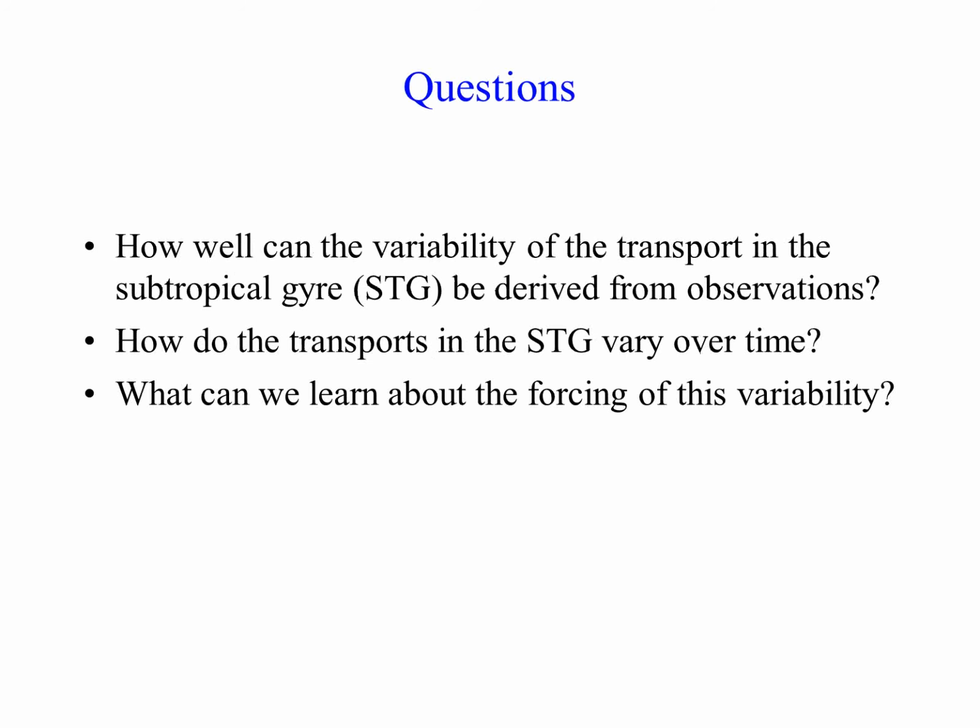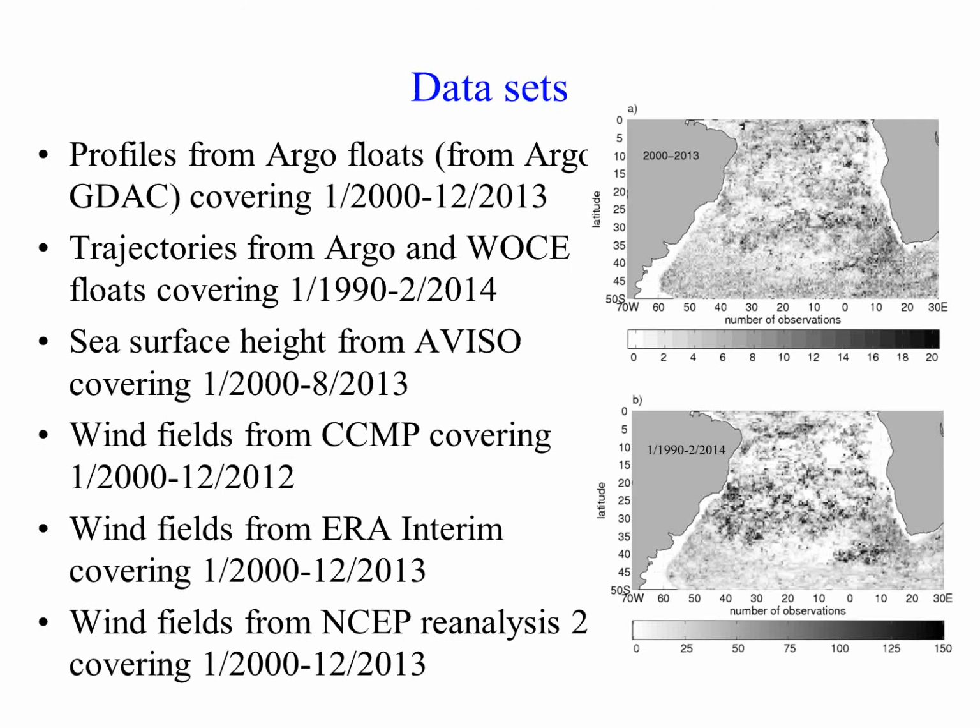So with this velocity field that I generated, I wanted to see how well it can produce the variability of the transport in the subtropical gyre. And then I want to look at how the gyre varies over time, and then what can we learn about the sourcing of this variability. So that's going to be relatively short, the last part, but I'm going to talk a little bit about that.